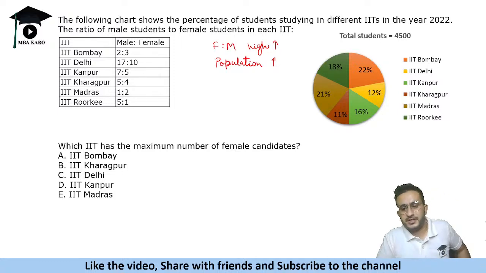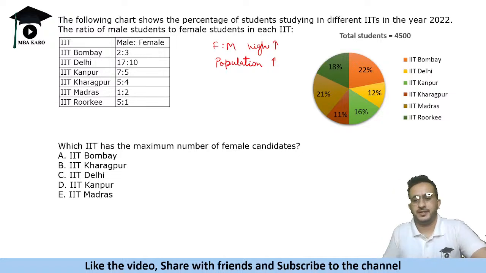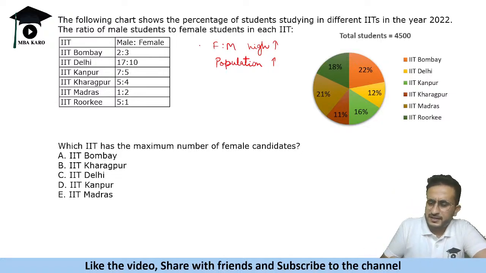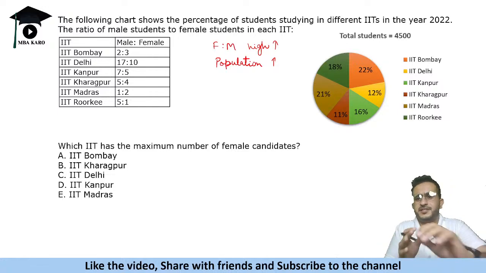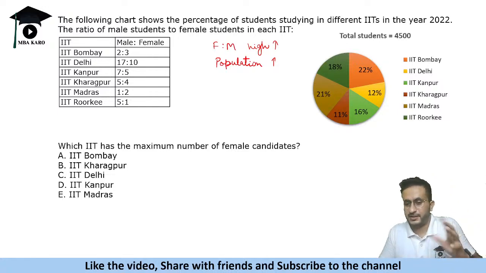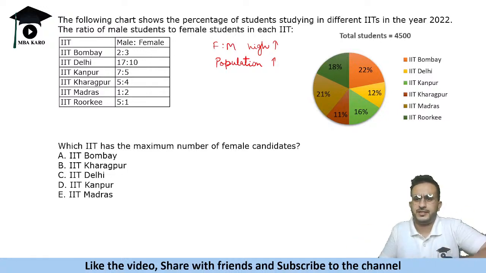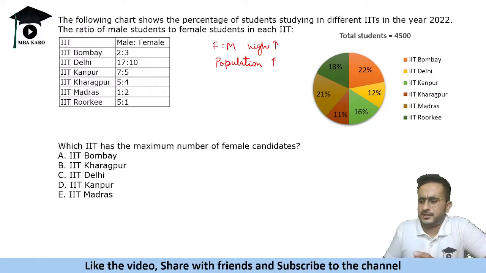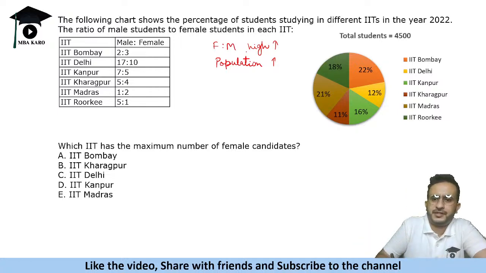See, generally what happens is, we think that the ratio is high, but if that IIT is small, the ratio will not give you the highest number. So simple sa logic lete hain. Like Kerala has the highest literacy rate, okay, but the population of Kerala is very small as compared to big states, right? So Kerala might not have the highest number of literates. So keeping that simple logic in mind, we have to find the high population ones, like this 21, 22. These are two of those high ones.